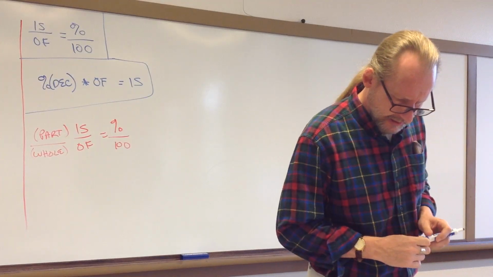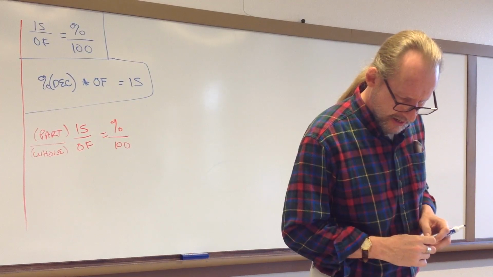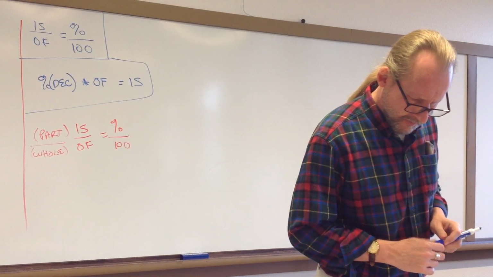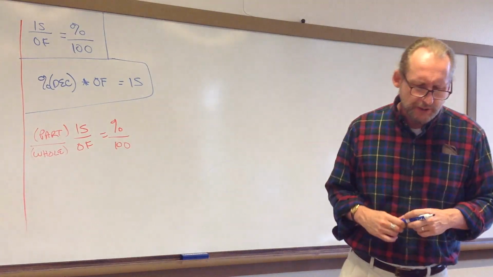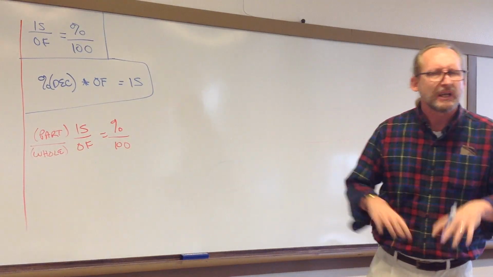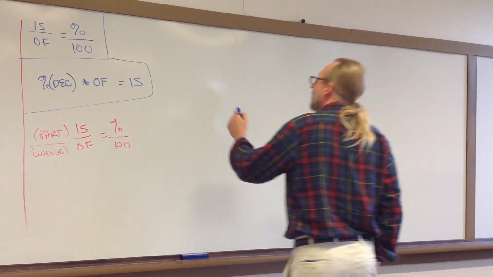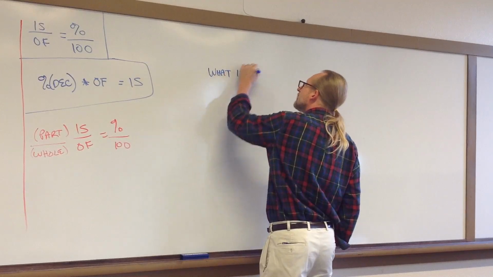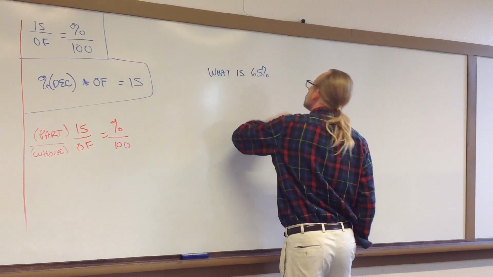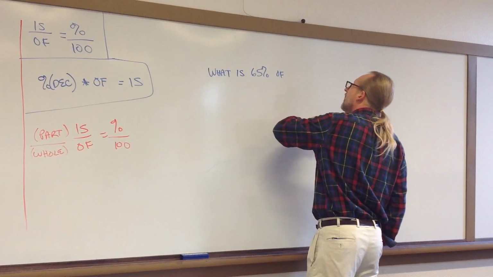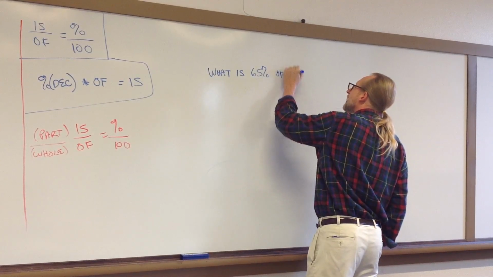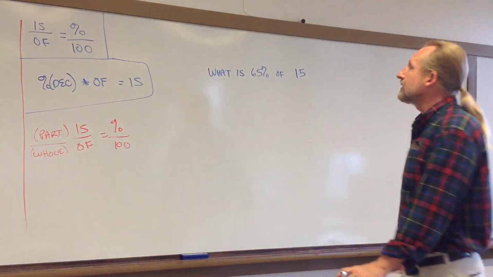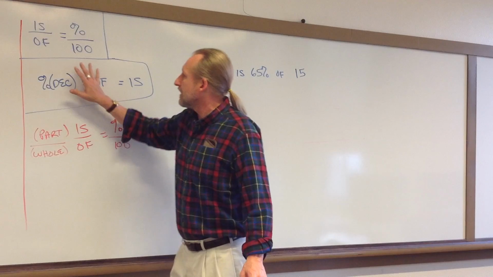Let's see here. Well, problem 4 has another percentage that's over 100%. So let me just make a problem up here. Let's see, what is 65% of, let's say 15, okay? So again, we've got a choice here. We can set it up like this, or we can set it up like this.